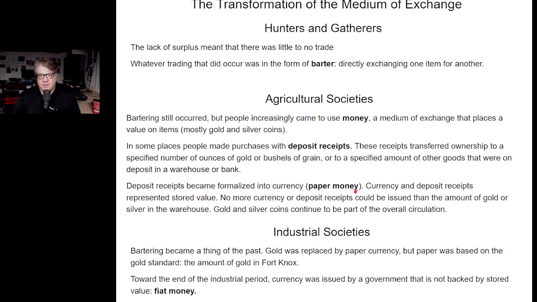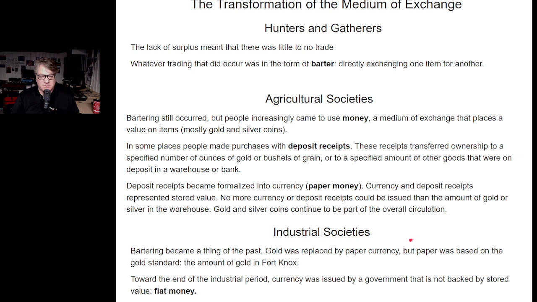Notice here that currency and deposit receipts represent stored value. No more currency or deposit receipts could be issued than the amount of gold or silver or grain that I had. So again, that representation of the deposit receipt. We're talking a little bit about inflation. We'll get to that in just a second.